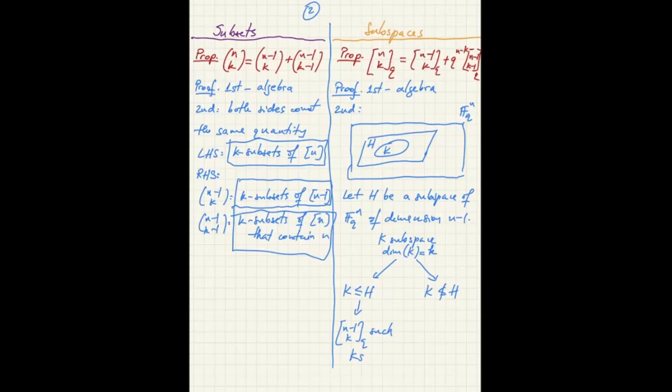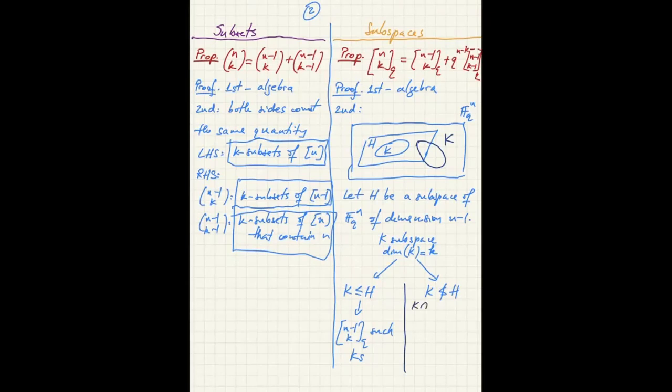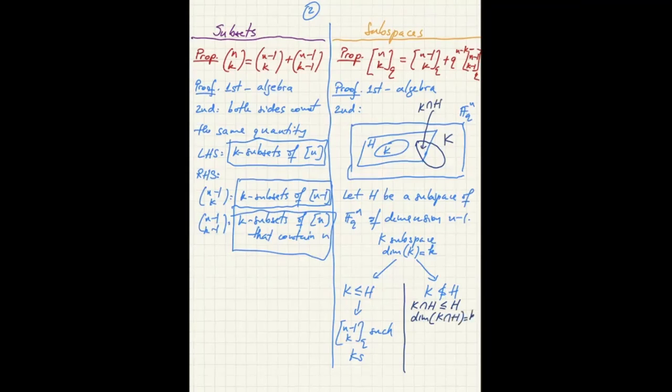Now let me use a different color for what happens on the other side. So if K is not contained in H, then there is a part of K that's inside H, and that part is K intersect H. When you intersect two subspaces, you get another subspace. So this K intersect H is going to be a subspace of H. And I leave it to you to work out that the dimension of K intersect H equals k minus 1.